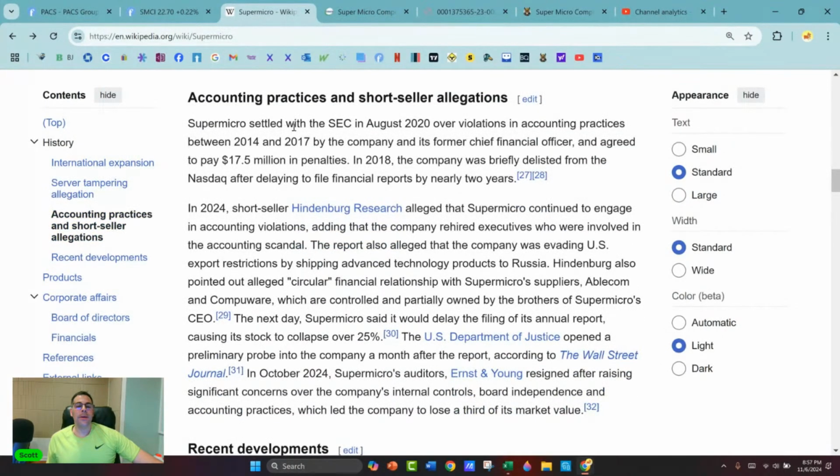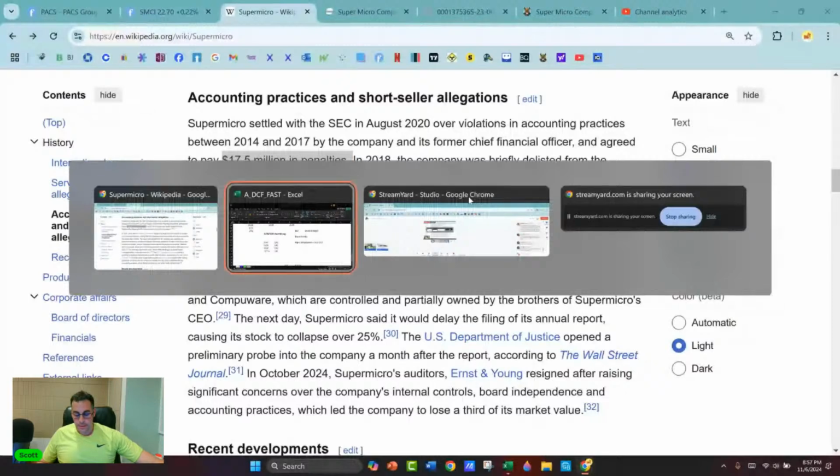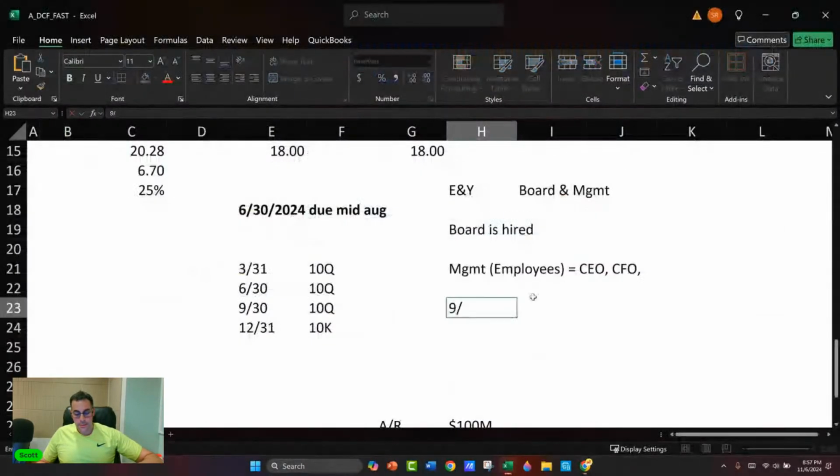So Supermicro's initial accounting fraud was in 2014 to 2017, and they paid 17.5 million in penalties for manipulating their books, and they were delisted in 2018 because they weren't filing their financials, just like today. The same reason they're in trouble. They're not delisted yet. The NASDAQ has sent them a letter.